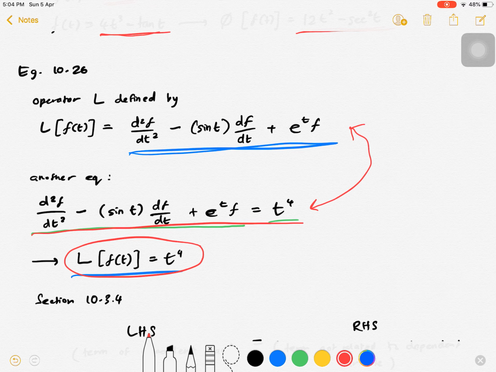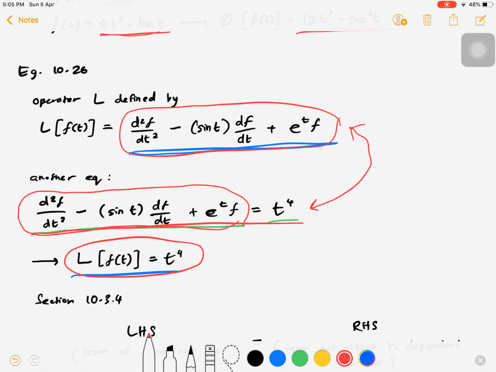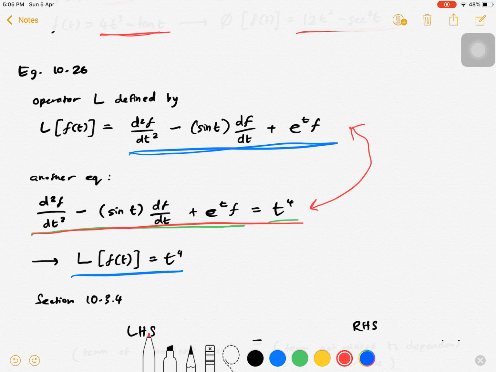y equal to t power of 4, because the similarity is only at the left hand side. So this one is similar to this one, but at the right hand side there is no similarity. Therefore, we have this one: the operator L equal to t power 4. Okay.